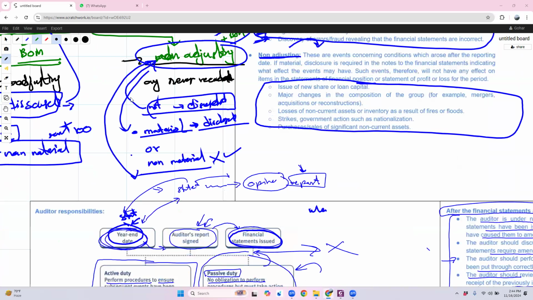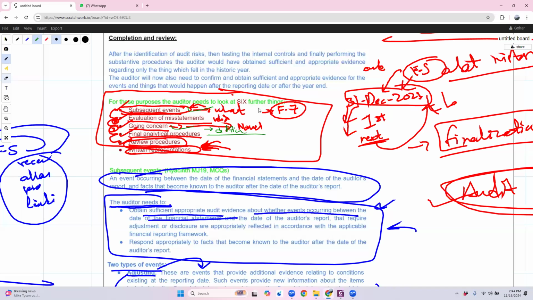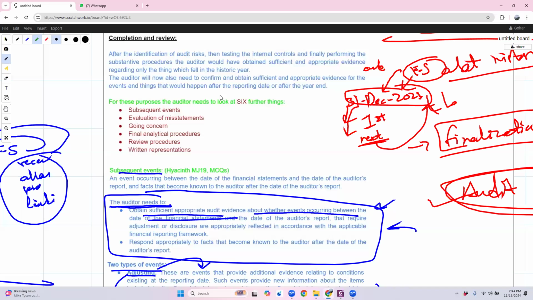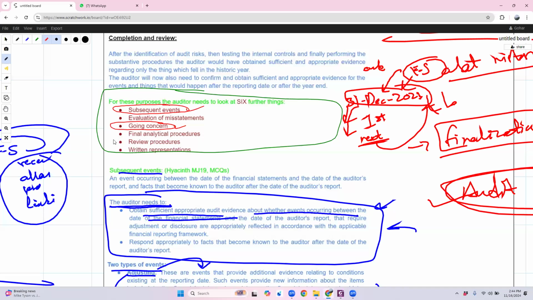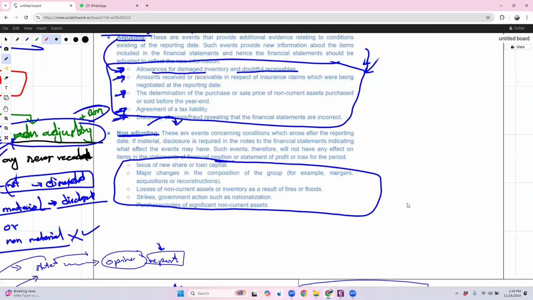If I come back towards what we did during the previous lecture, if you clearly remember, these were the things that we have to do during the review procedures when we are finally done with the audit, and the final completion stage is made up of these six things. From these six things, we are done with subsequent events. We have understood those. We are done with going concern, and today we are going to move towards review procedures and evaluation of misstatements. Both of these are written separately here, but they both mean the same thing and both fall within the same category. So let's move towards those.